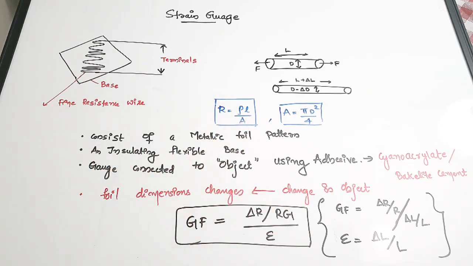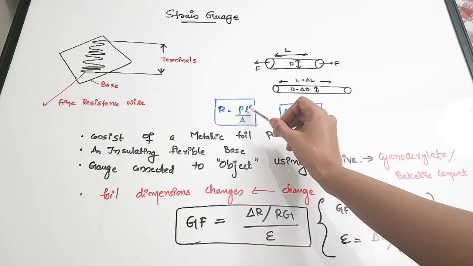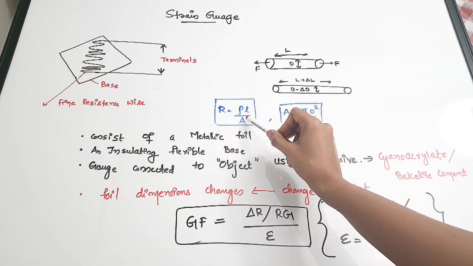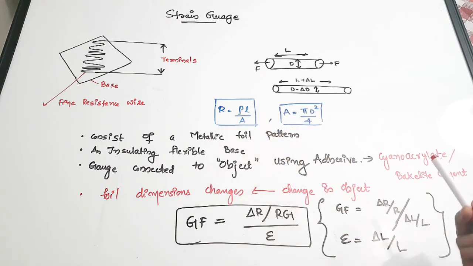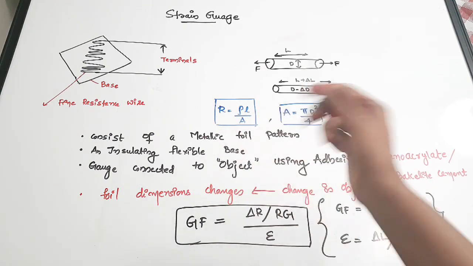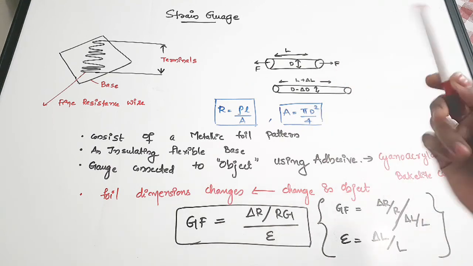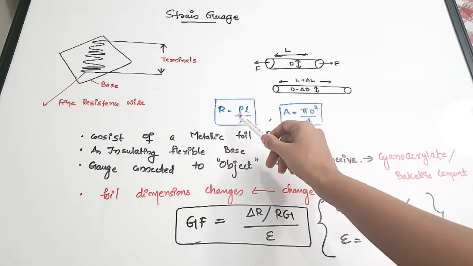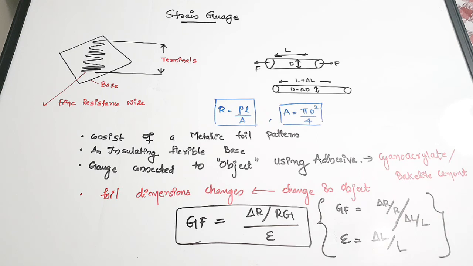Consider that the length of the conductor which we are using is L, A is the area and rho is the resistivity. Then the resistance of the material or the wire which we are using is equal to rho L by A. So the resistance depends on the geometrical shapes, that is, on length and area, right? So what will happen when this length and area change? The resistance will also change, right? So this is the basic principle behind the working of strain gauges.